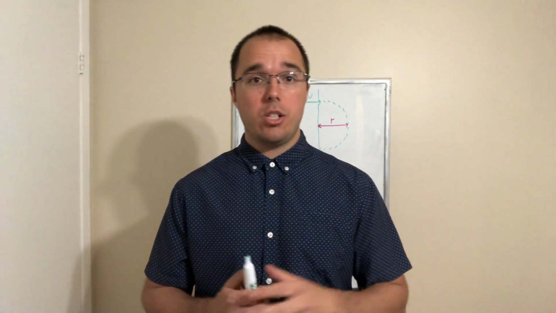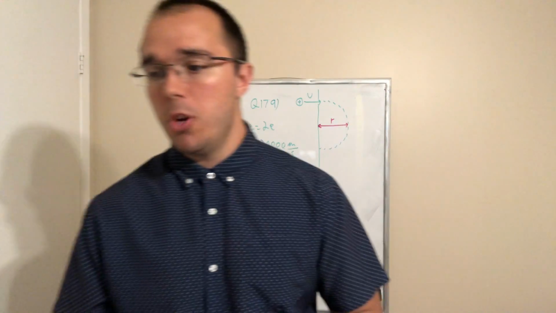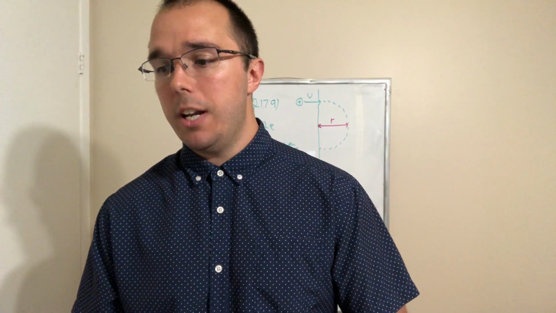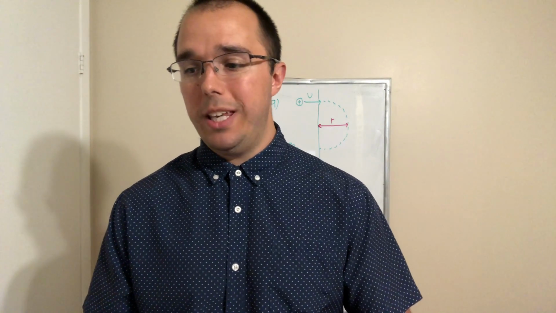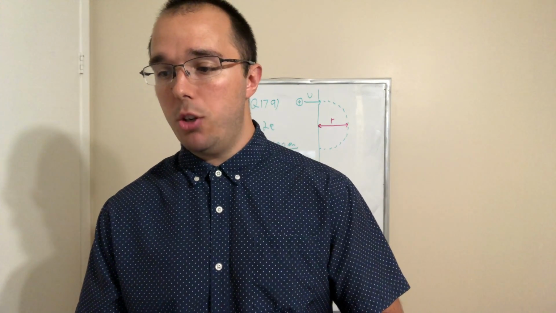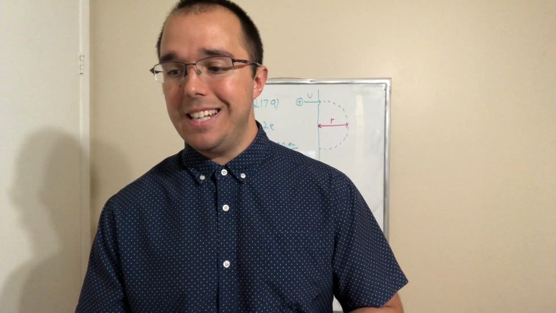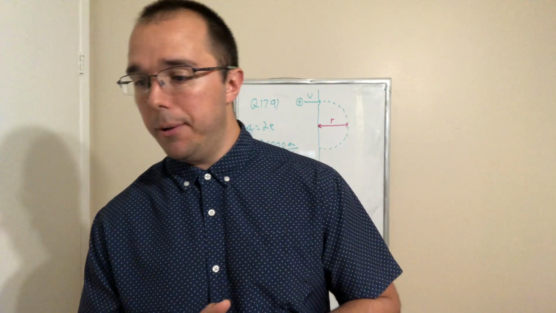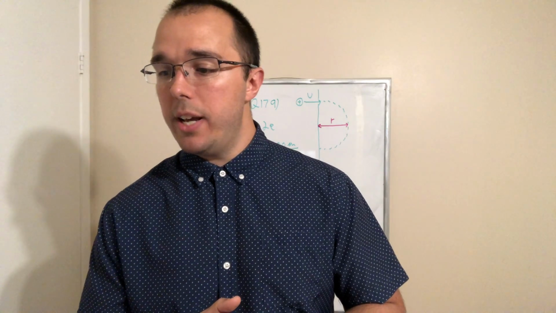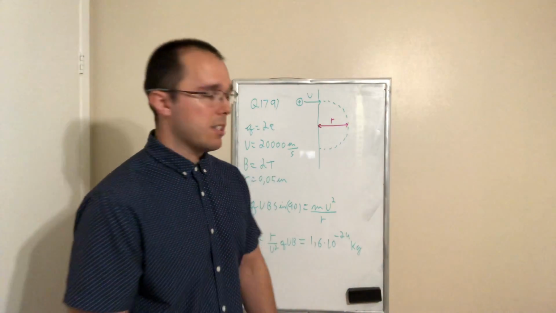All right, let's solve a question involving a mass spectrometer. It is question 179. Let's first read the question. Question 179. An atom with a charge of 2e enters a mass spectrometer with a speed of 20,000 meters per second. The magnetic field inside is 2 Tesla. The radius is 5 centimeter. So the radius of curvature, actually. Calculate the mass of this atom.